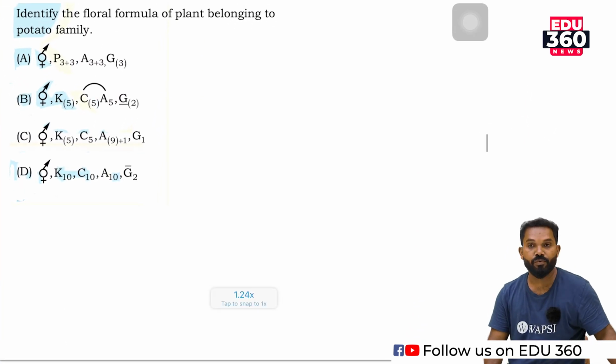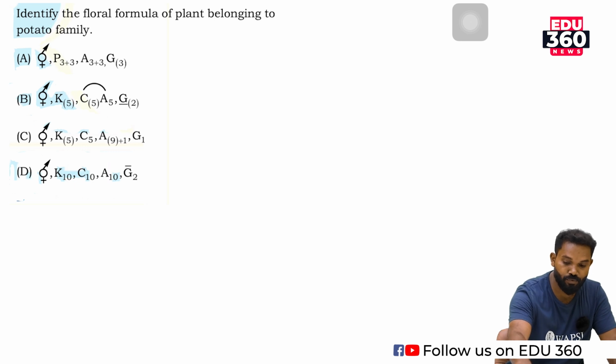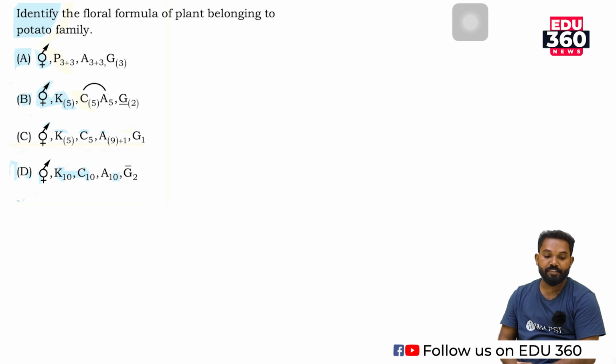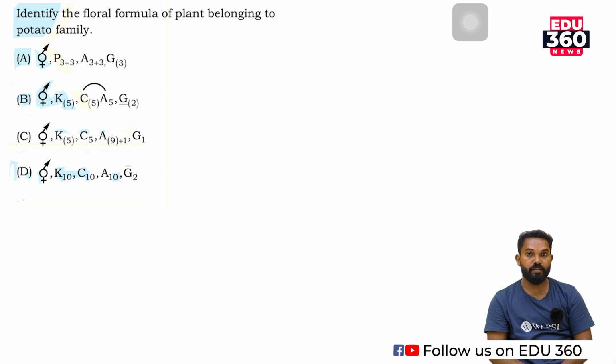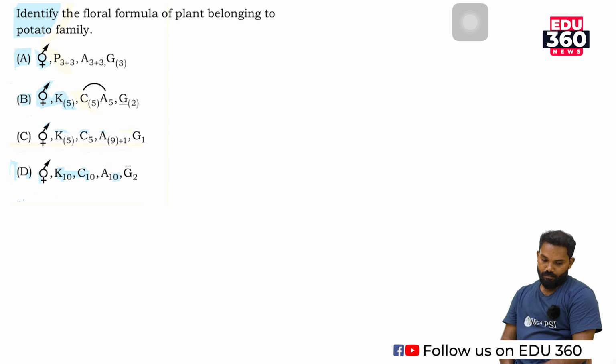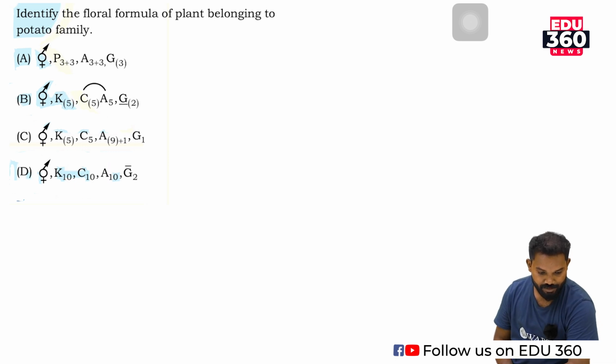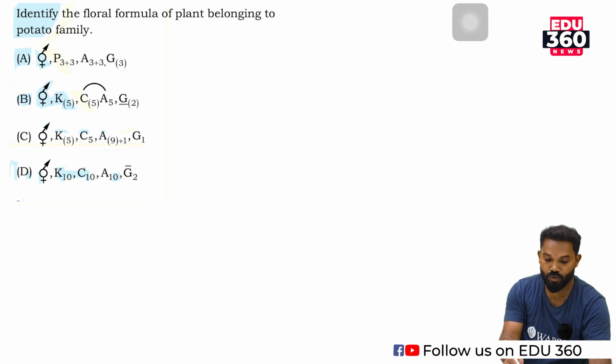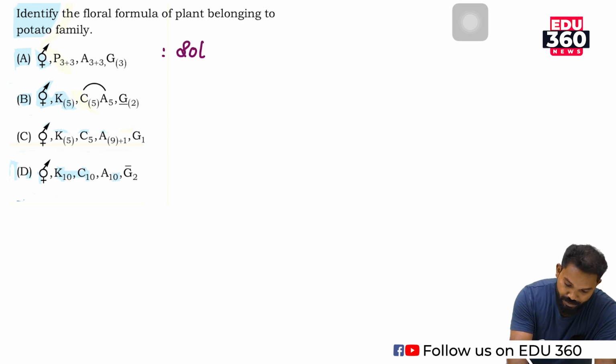It is related to the morphology of flowering plants and the last portion of morphology, that is the floral formula, a semi-technical description of a family. We have to study Solanaceae, Liliaceae, Fabaceae, etc. And the question is, identify the floral formula of the plant which belongs to the potato family, or Solanaceae.